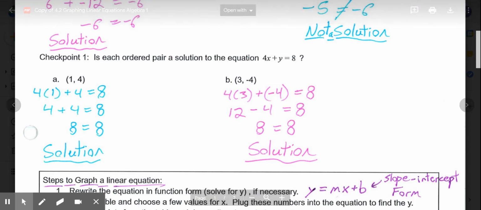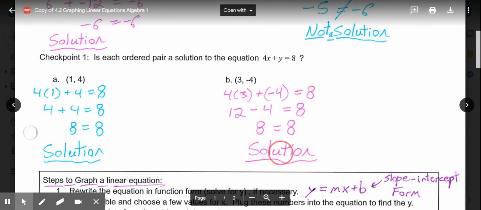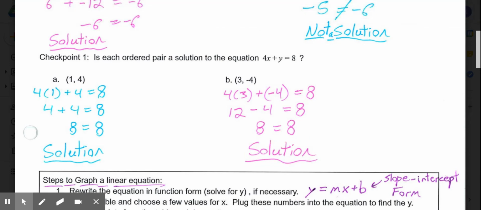Do the same with the 3, -4. 3 in for x, -4 in for y. 4 times 3 is 12. Minus 4 is 8. So 8 equals 8. The ordered pair, 3, -4, is a solution. So to check if you have a solution, you substitute the ordered pair in for x and y for the equation.